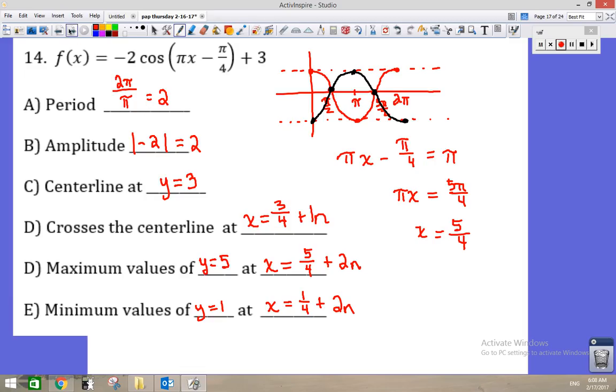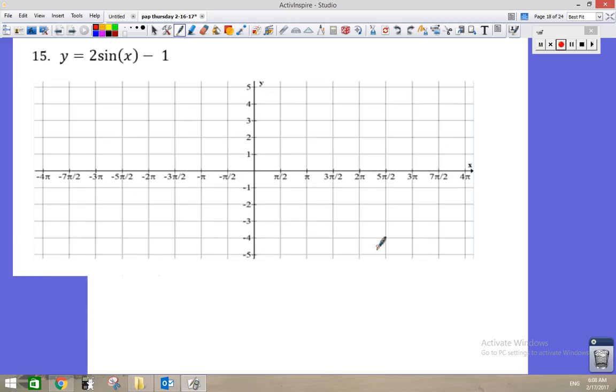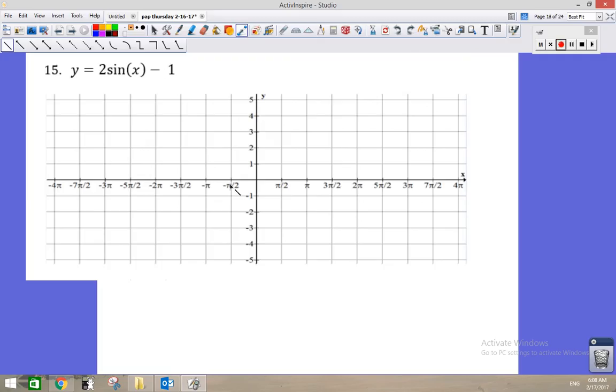Let's go on to the next one. They want us to graph this. Alright, so this negative one is the center line. Let's draw it as a dashed line. With an amplitude of 2, then my maximum value is 2 units above the center line.